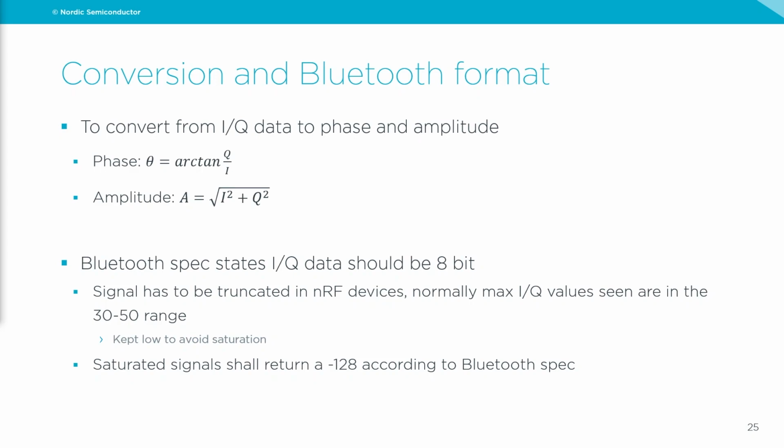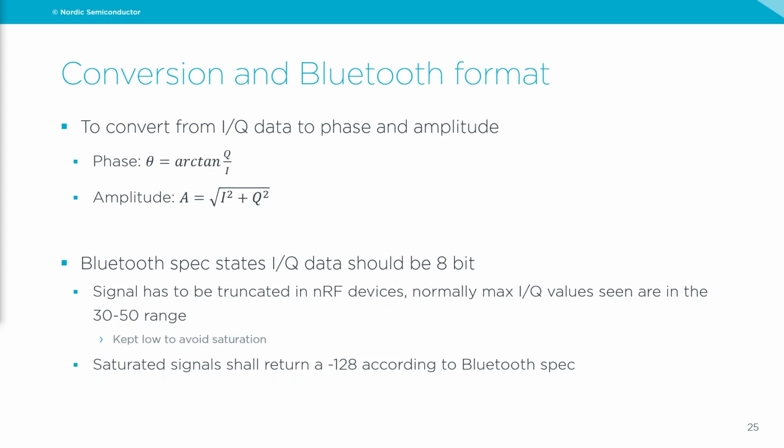One thing to have in mind is that the Bluetooth spec states that the I and Q data should be 8-bit. And to be able to do that, the radio that we have samples with higher resolution than that. So we have to truncate to get the range down to stay inside the 8-bit range all the time. And because of that, we see that on the nRF52 device and the 53 devices, the typical IQ values are seen in the 30 to 50 range.